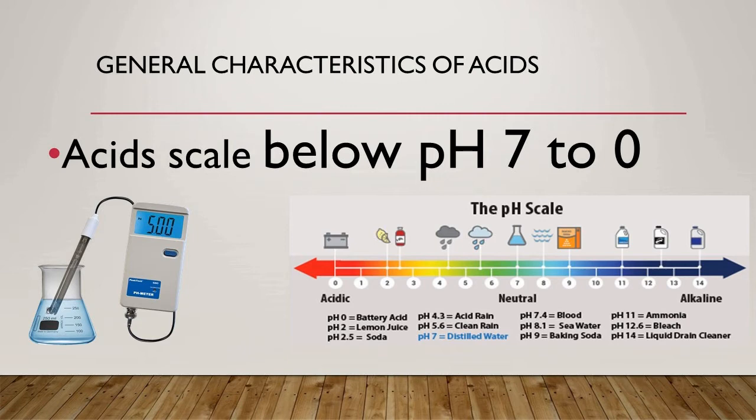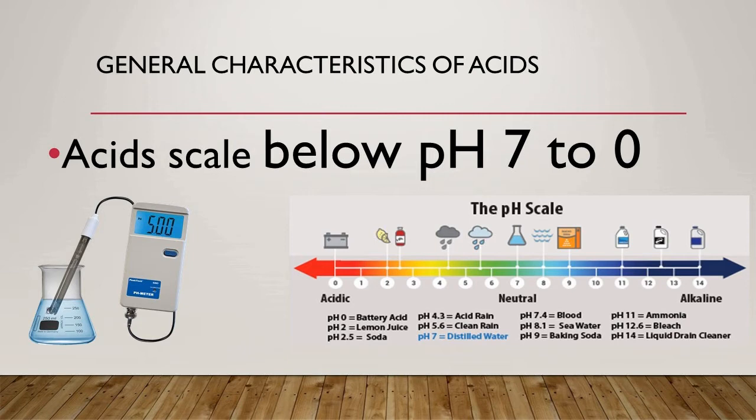Third, general characteristics of acids. We can also know acidic substances by using a pH meter. You can see an example of a pH meter. It is a device that is used to check the acidity or the basicity of substances or mixtures. The picture is on the left side there.